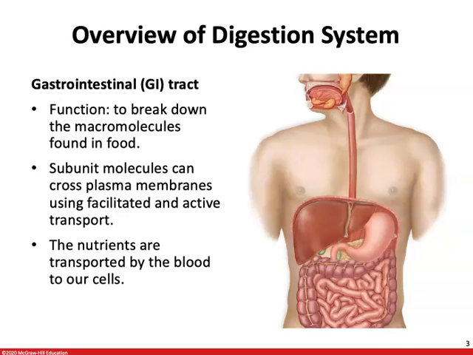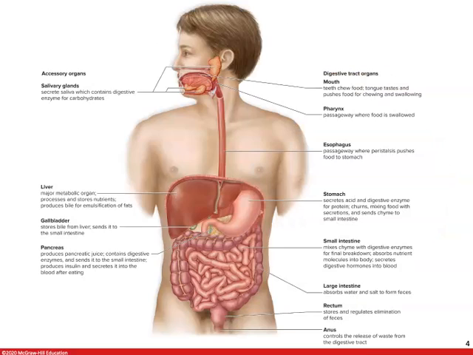But anyway, those monomer subunits can cross the plasma membrane using facilitated and active transport. So the goal of digestion is to break those molecules down so they can actually enter into the cells. The nutrients, once they're made available, are going to be transported by the blood to our cells. So this is where the digestive system and the cardiovascular system sync up to accomplish the goal of getting nutrients to the various cells in our body.